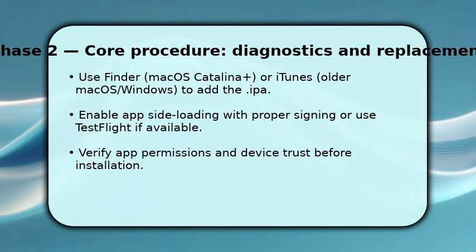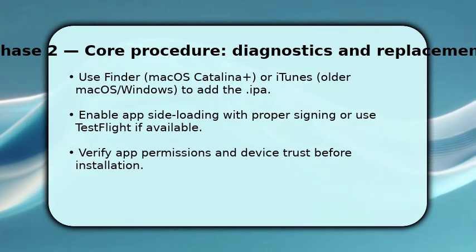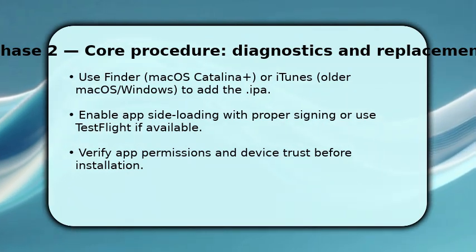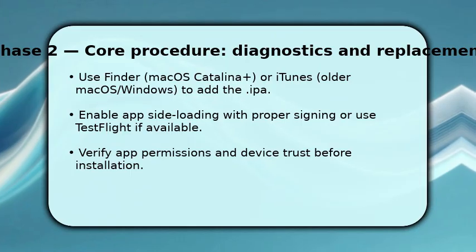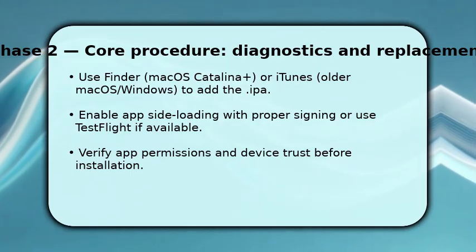You'll now install the older build through Finder or iTunes. Drag the IPA onto the device's app area or use the install option. This forces the older package onto your phone.